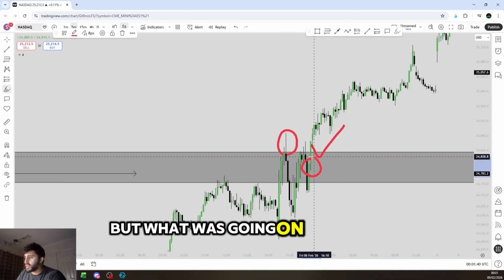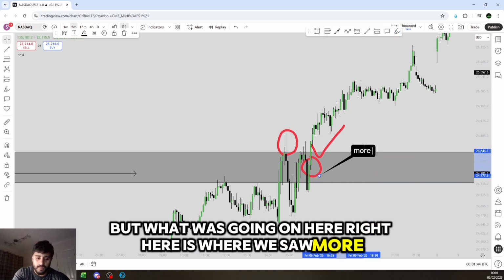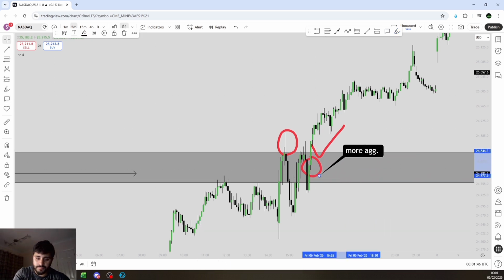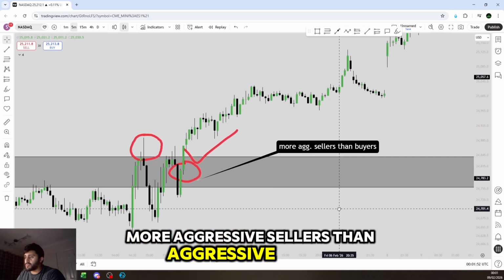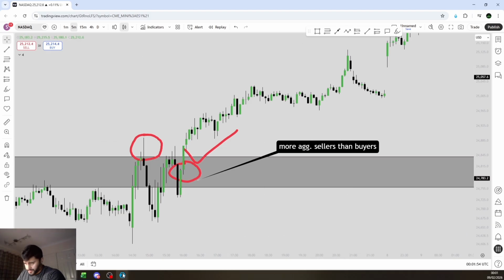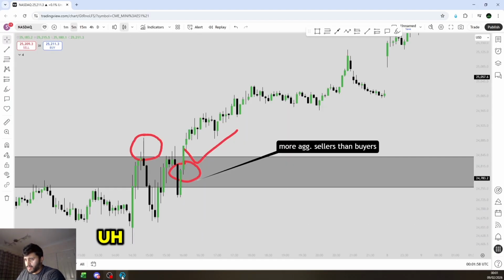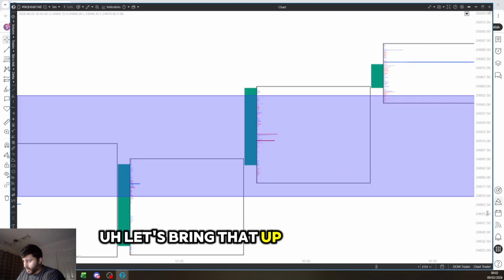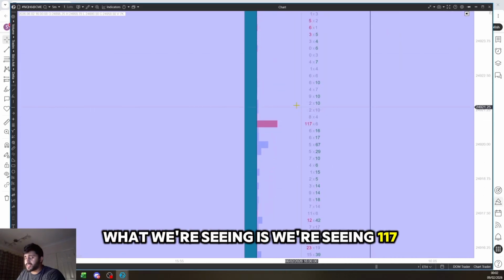But what was going on here, right? Here is where we saw more aggressive sellers than buyers, right? More aggressive sellers than aggressive buyers. And we had that over here. So when we look at the ATAS platform again, let's bring that up. When we look at the footprint charts again, what we're seeing is 117 for 6.